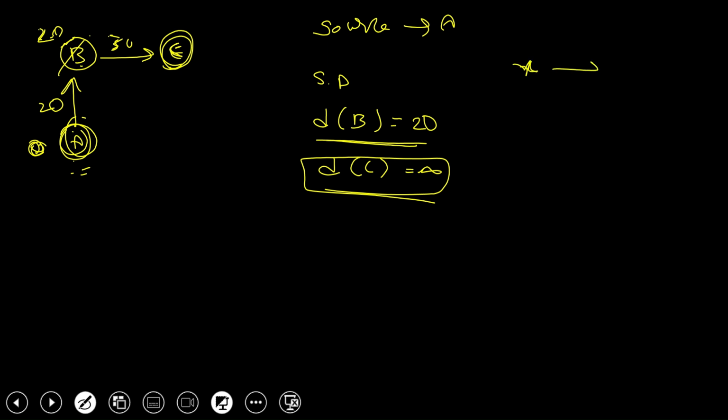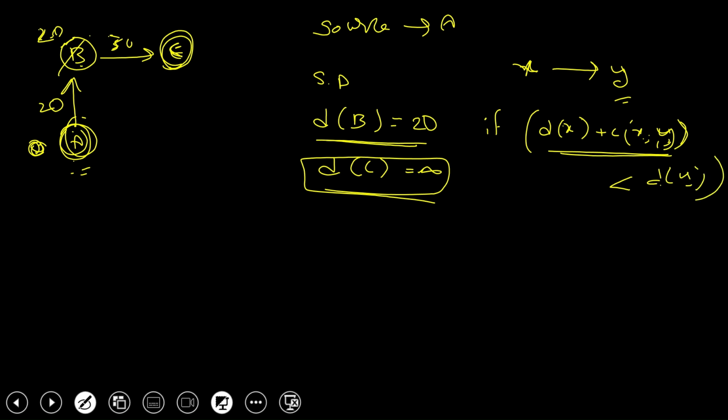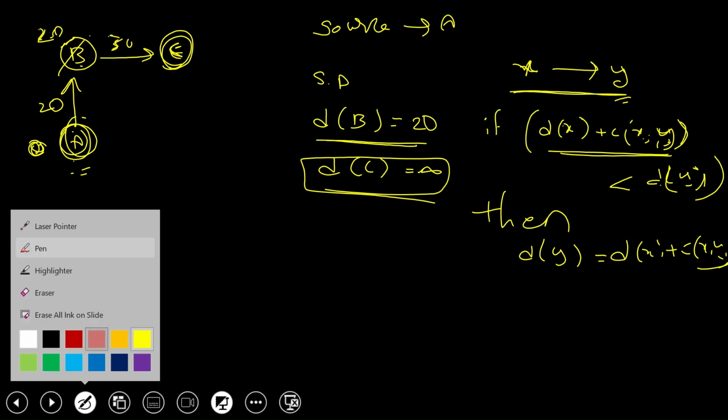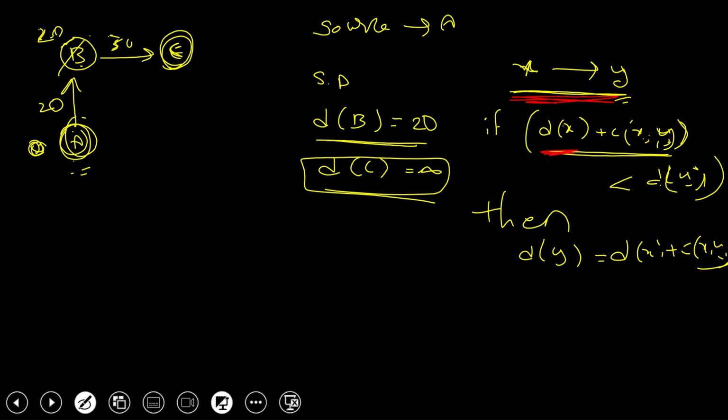If I have an edge like this from X to Y, and I want to find the shortest distance of Y, we check: if distance of X plus cost of the edge from X to Y is less than distance of Y, then distance of Y is equal to distance of X plus cost of the edge from X to Y. Here distance of X is the shortest distance, like we have 20 for distance of B, plus the cost of X comma Y, that is the edge cost from vertex X to Y.